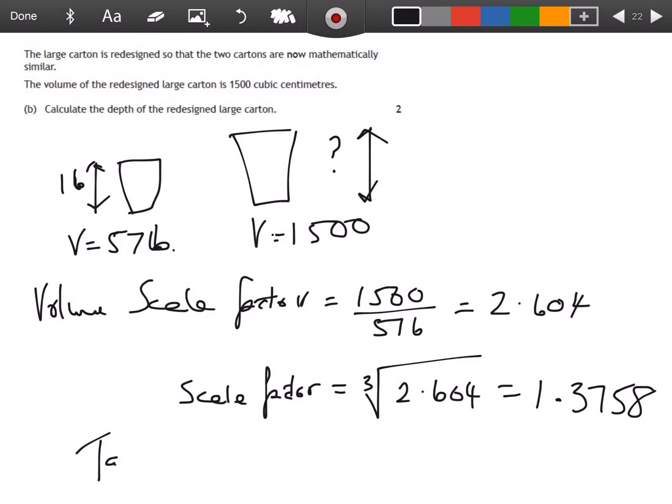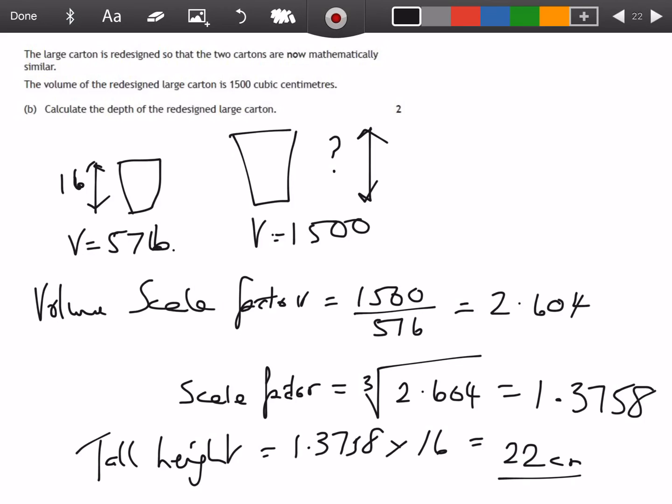So the height, or the depth, is simply 1.3758 times 16, which is approximately 22 centimetres, roughly about 22. Okay, I know this one was quite tricky. When it was done in the exam, most people found it very, very difficult. It was a challenging question. Okay, I'm going to set you questions like it, have a go, and come back to me if you need help.